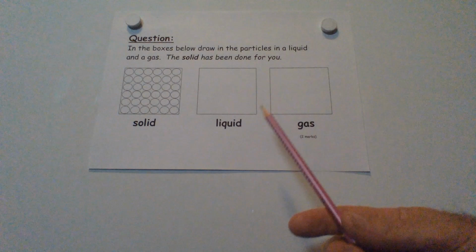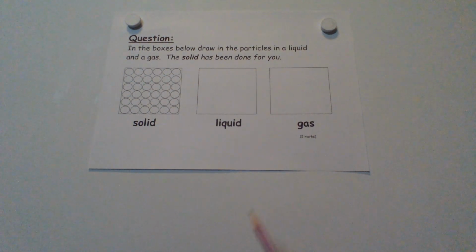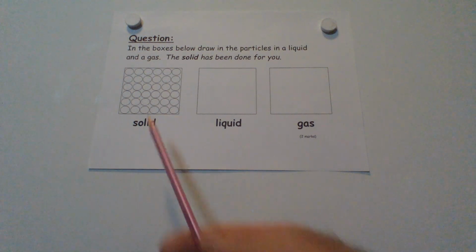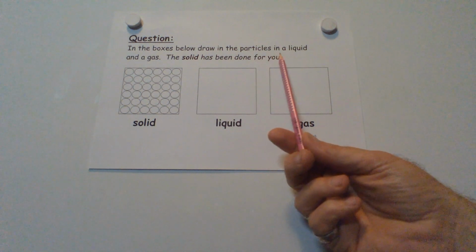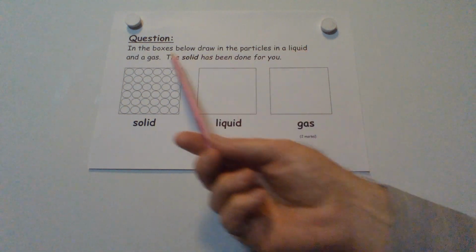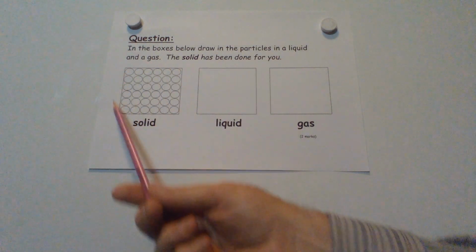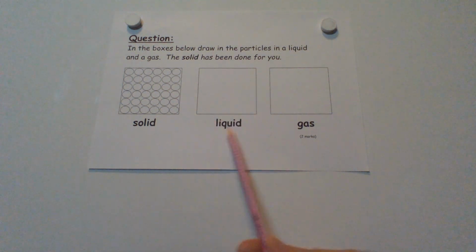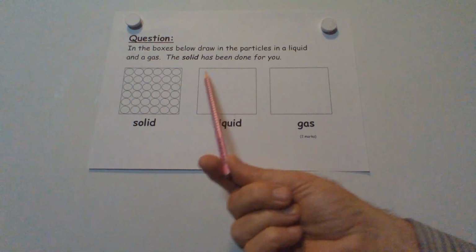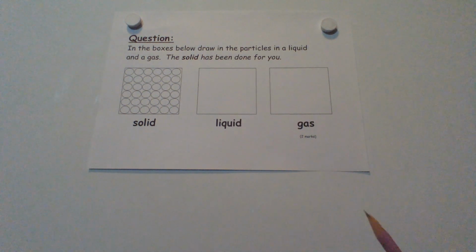Now I have a little sheet here where I want you to answer this question about solids, liquids and gases in terms of the states of matter. The question here is, in the boxes below, draw in the particles in a liquid and a gas. The solid has been done for you. What I want you to do is, if you can, take a piece of paper and draw in what the liquid particles look like and what the gas particles look like. Pause the video and have a go.